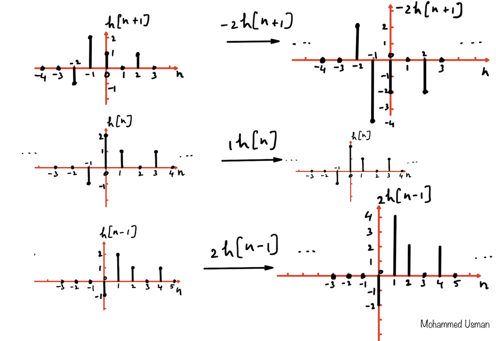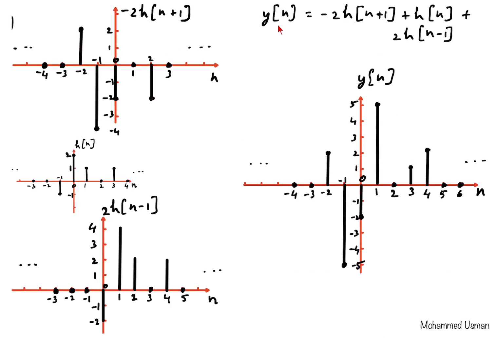So it is basically the sum of scaled and shifted impulse responses of the system. That's what the convolution is producing, and that way we are able to compute the overall output of the system for any arbitrary input of the system, given the knowledge of the impulse response of the system.